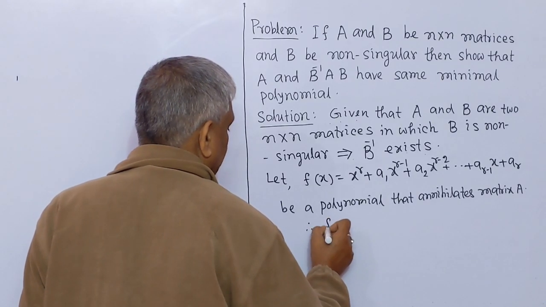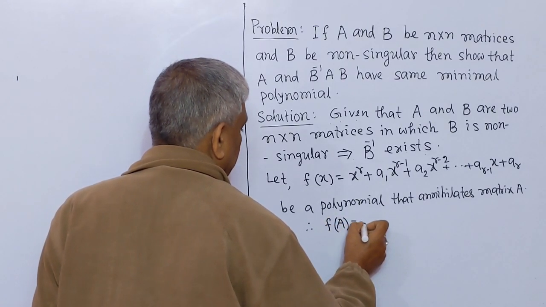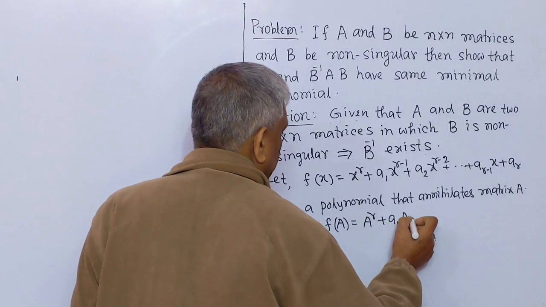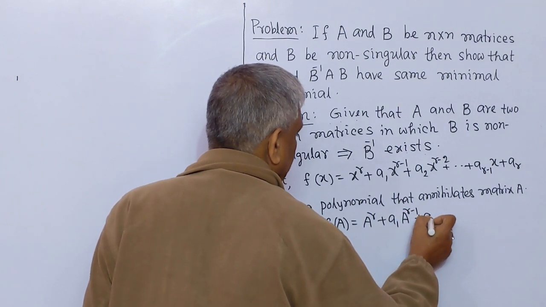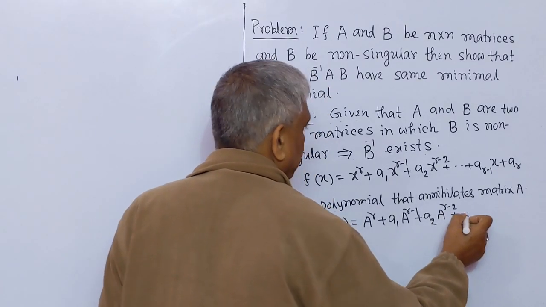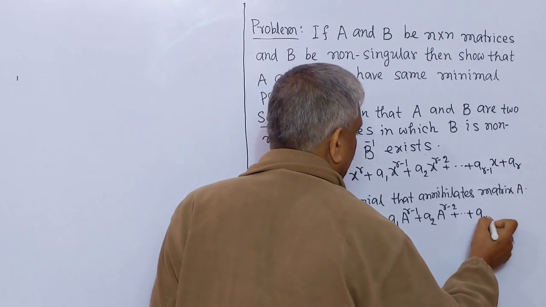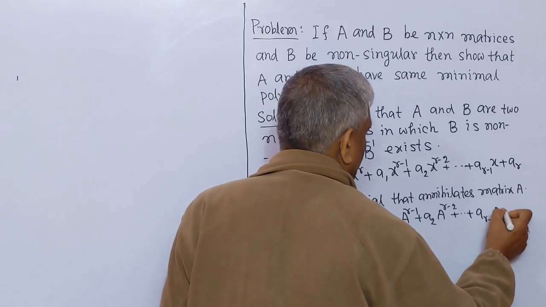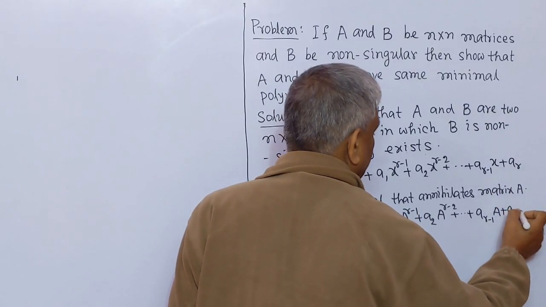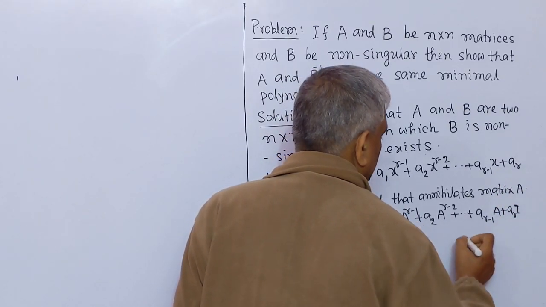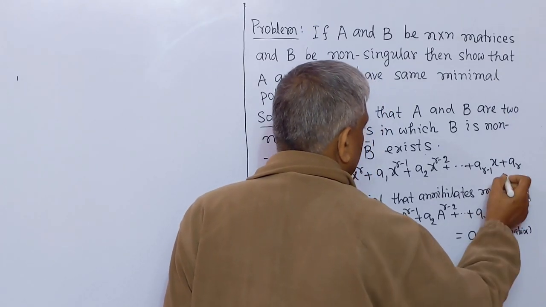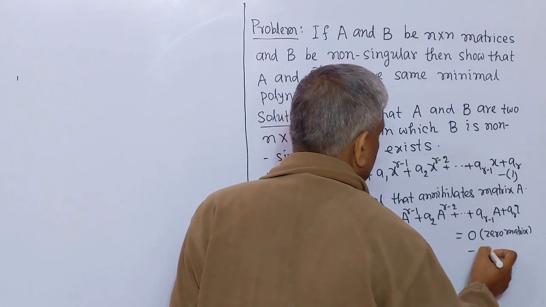Therefore, f(A) equal to A to the power r plus a1 A to the power r minus 1 plus a2 A to the power r minus 2 plus ... plus a(r minus 1) A plus ar, multiply 1 here. In place of 1 we write unit matrix, equal to 0 matrix. Let this be number 1, this is number 2.